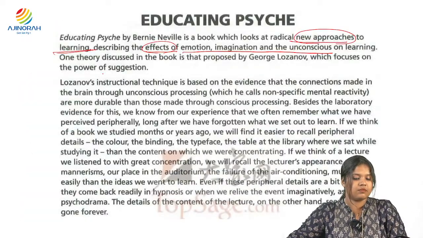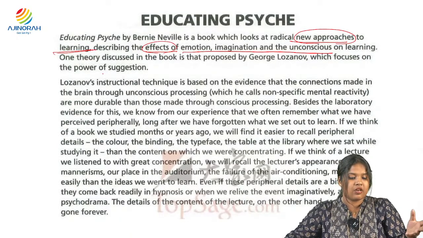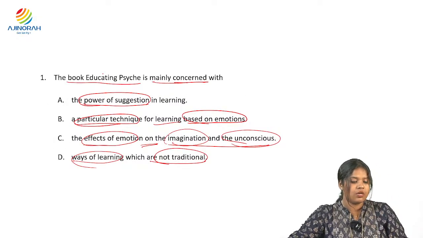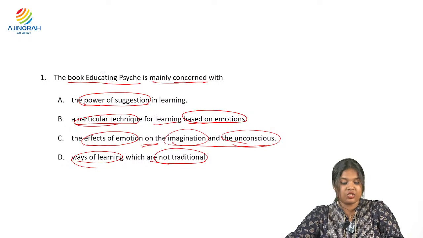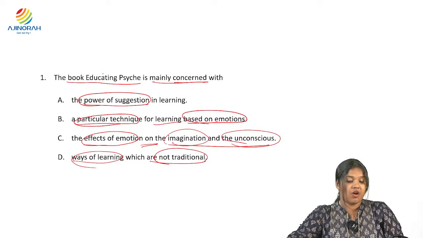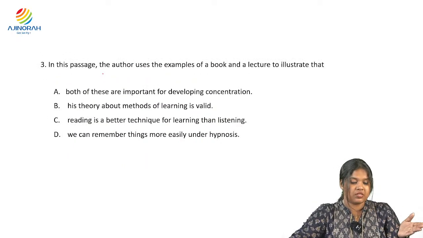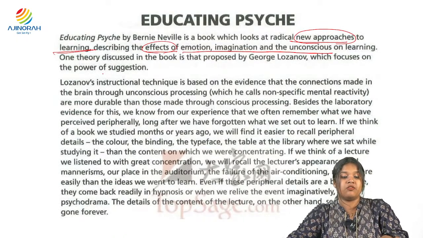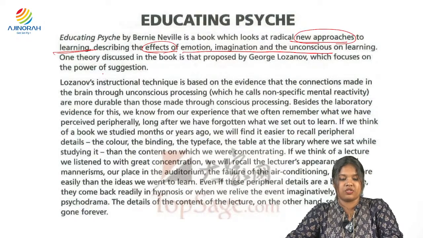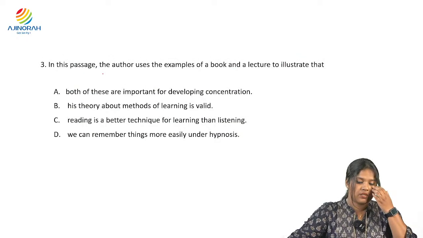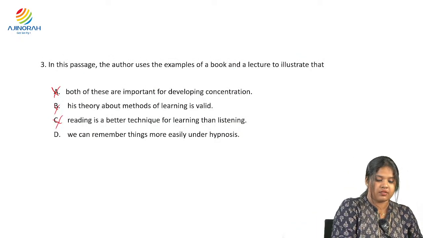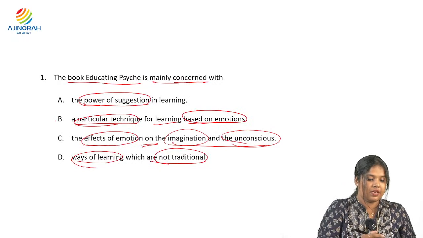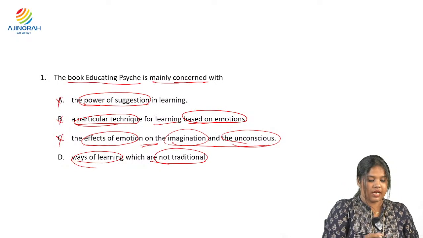Are they talking about... Well, no, they are not talking about any particular topic or particular technique. Now, the effect of emotion on the imagination and the unconscious. Are they talking about the effect of emotion on the imagination and the unconscious? No, they are talking about these three: emotion, imagination, and the unconscious, right? So this is wrong, this is wrong, and this is the last.